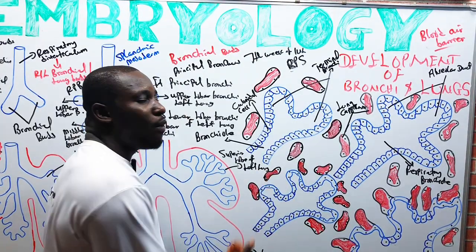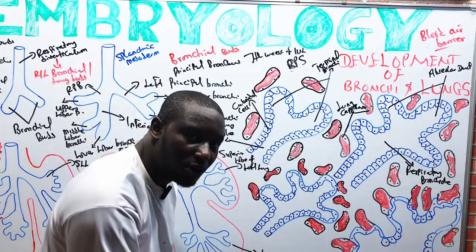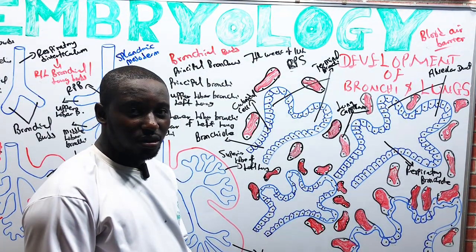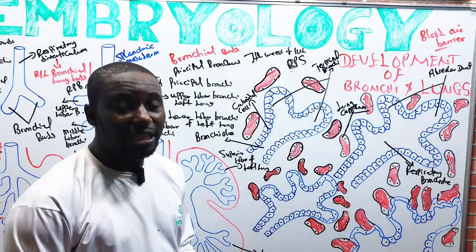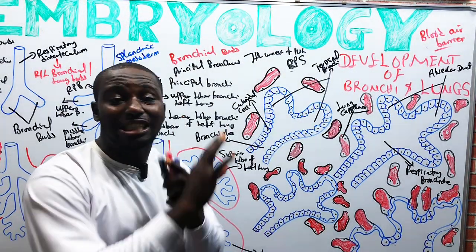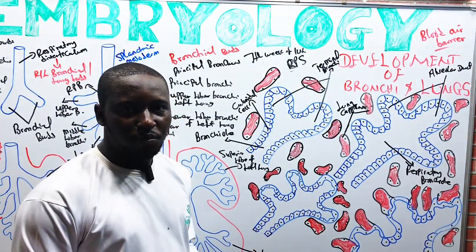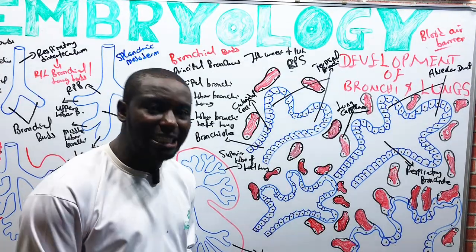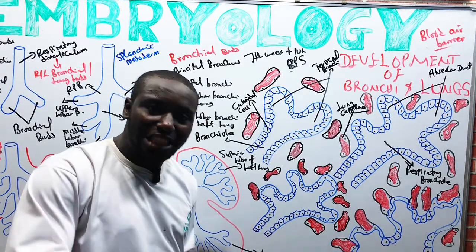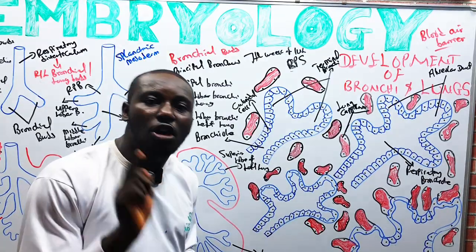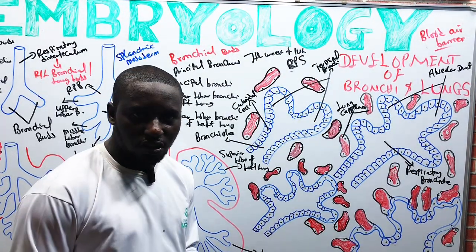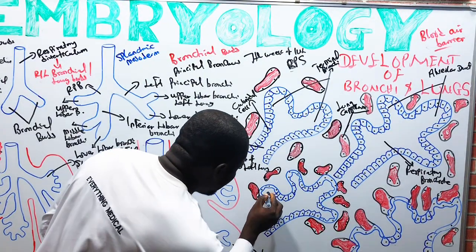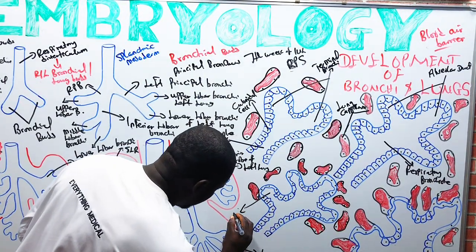Now, the type 1 pneumocyte, which is the first cell that evolved, right, is responsible for gaseous exchange, right? That is the cell that is responsible for gaseous exchange in the alveoli. Type 1 pneumocyte is essential for gaseous exchange in the alveoli. Recall that the alveoli is the functional unit of the lungs, right?